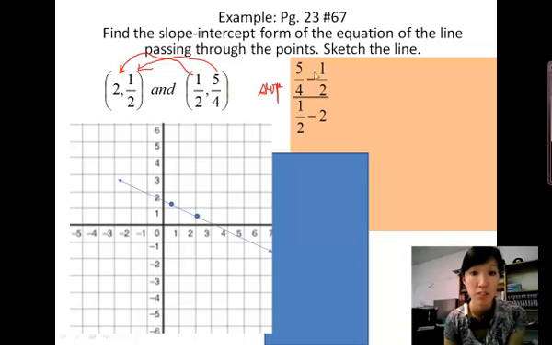So you couldn't, for example, do 5/4 minus 1/2 and then do 2 minus 1/2, because you would be going in the opposite direction. So just make sure it's in the same direction, otherwise it will throw off your calculation.